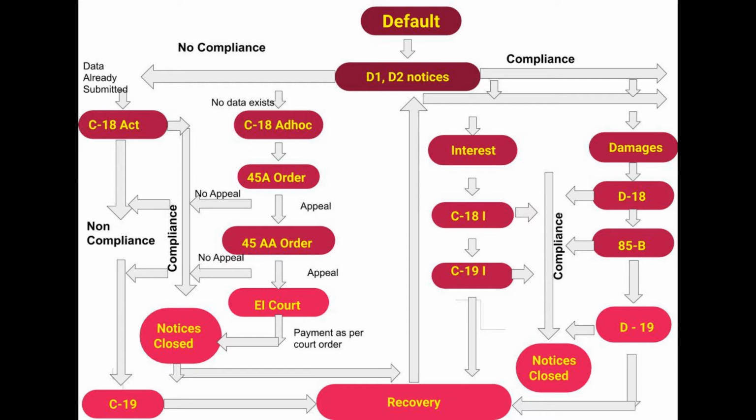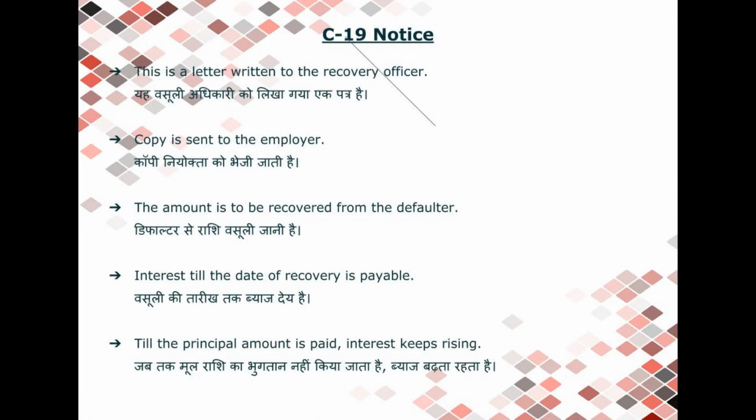If the 45AA order is not complied, then C19 is issued. Once C19 is issued, the recovery procedure is done. Once the recovery is made, again the matter goes for interest and damages. And if the 45AA order is to be disputed, then you have to go to court. There also, once the principal amount is recovered, interest and damages are also recovered. This is how it works. It is a brief diagram. Once you go through the video, you will be able to understand it better. See this diagram once again after the video.